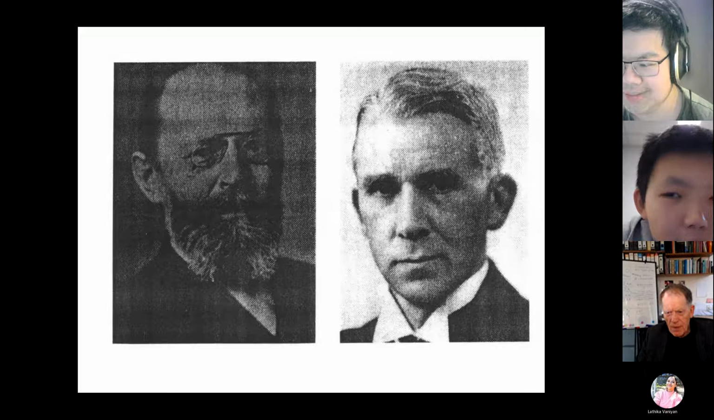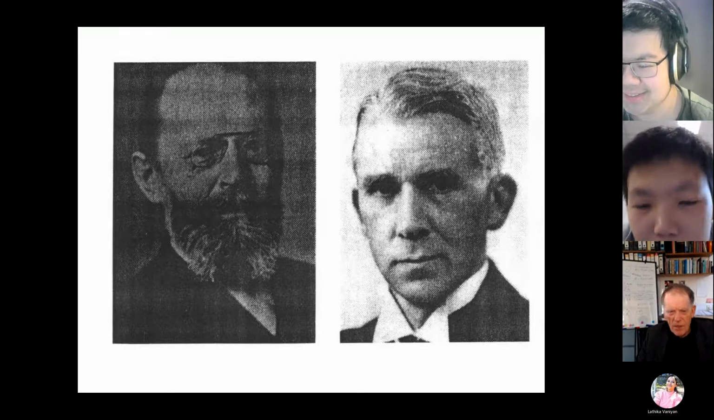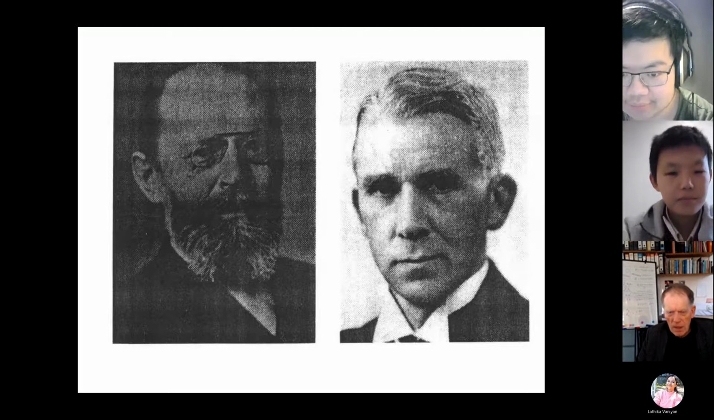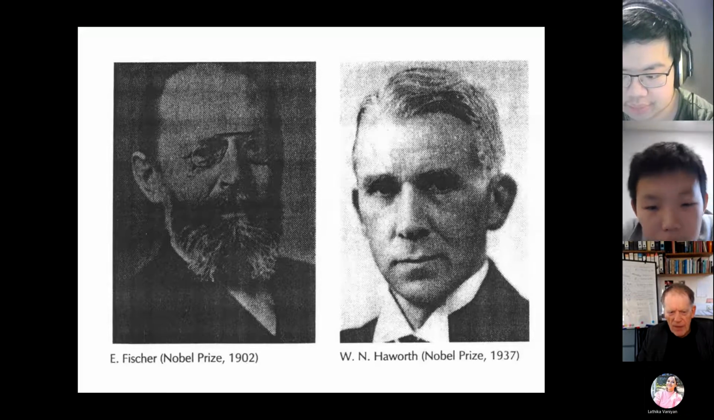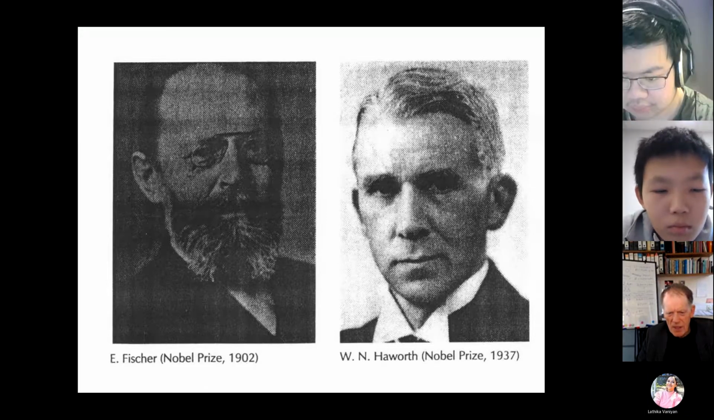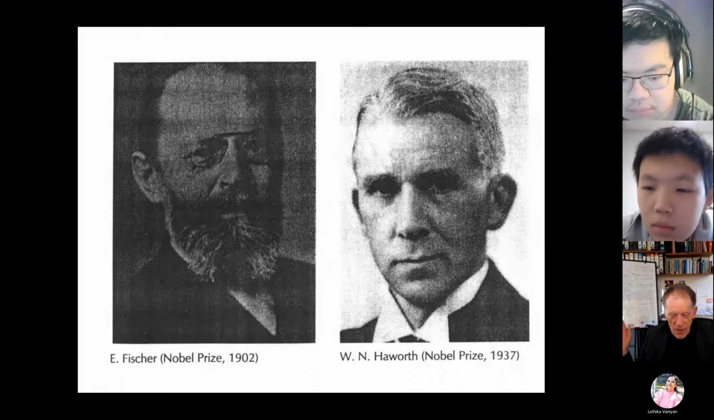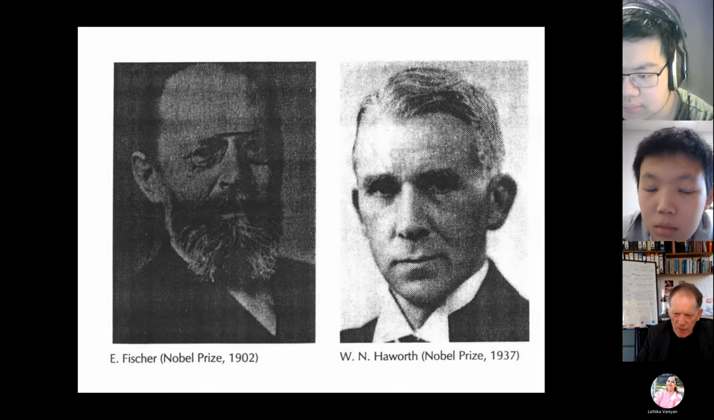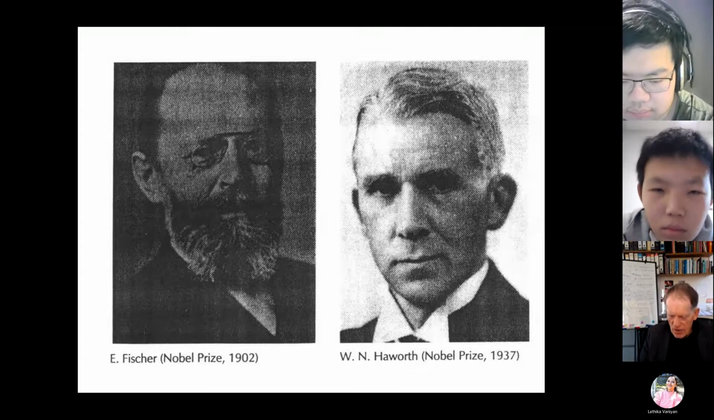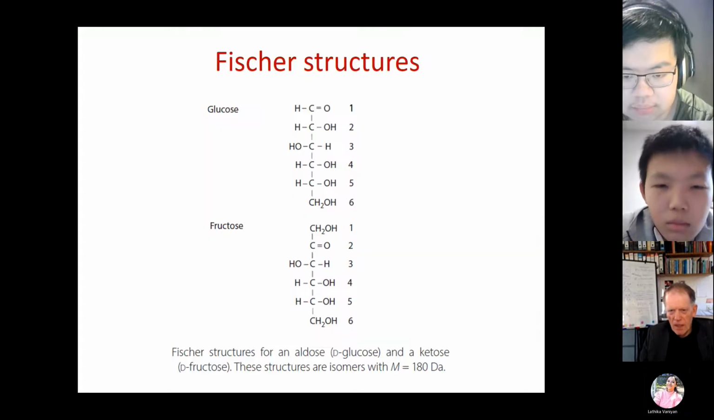Well, they both got Nobel Prizes for the work on working out the structures of carbohydrates. On the left is Emil Fischer, who got the Nobel Prize in 1902 for producing the so-called Fischer structures. And Haworth, from the University of Birmingham, actually, got the Nobel Prize in 1937 for his work on the ring structures of carbohydrates.